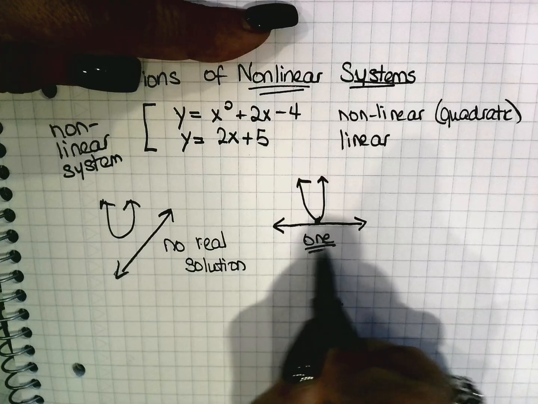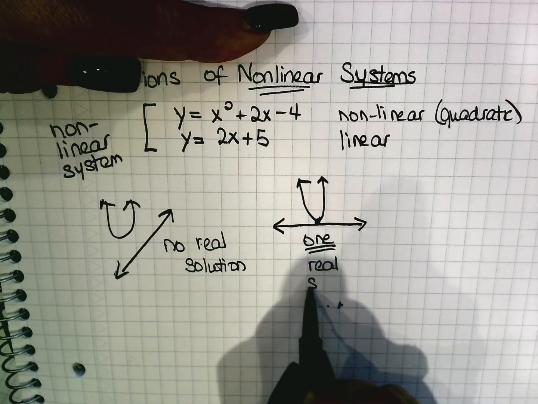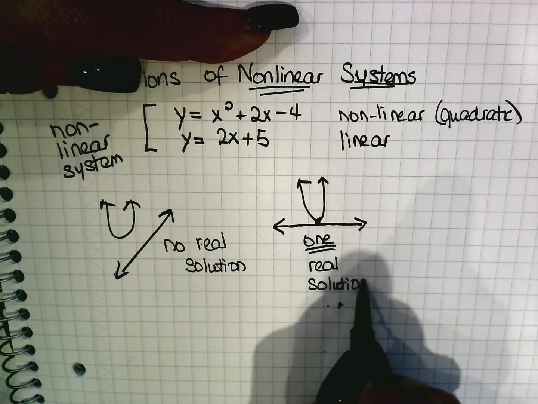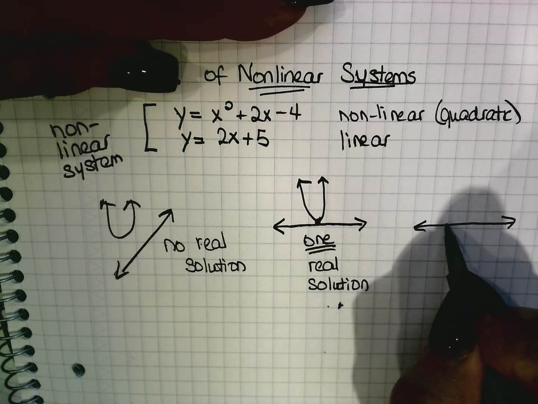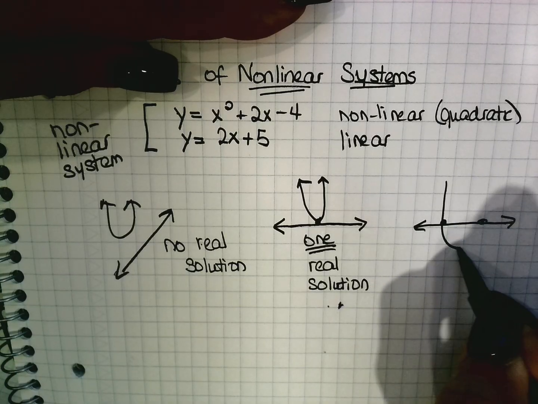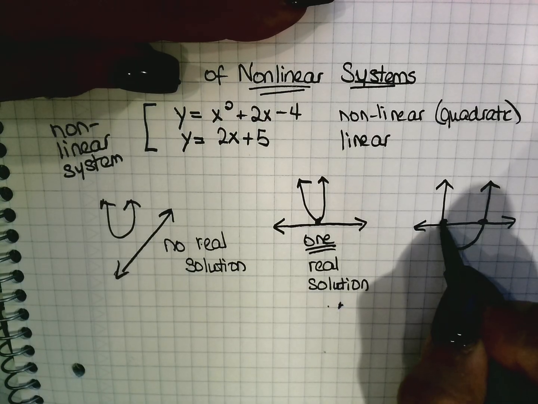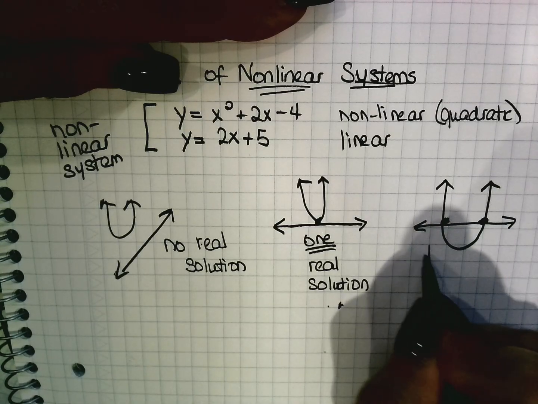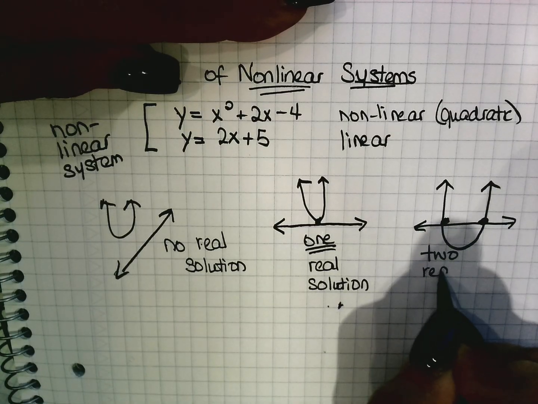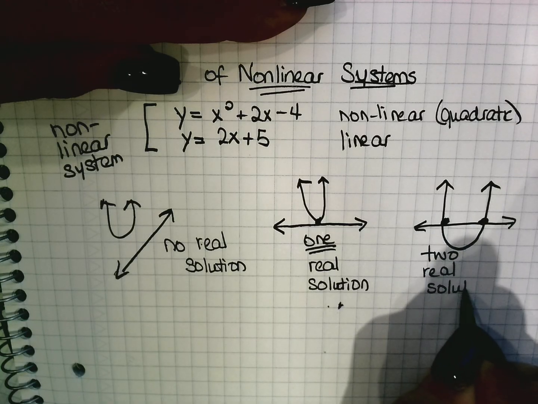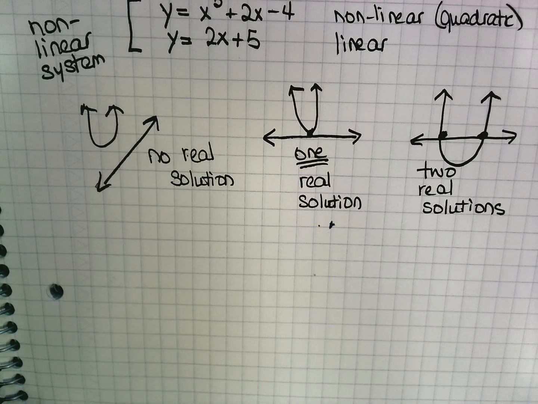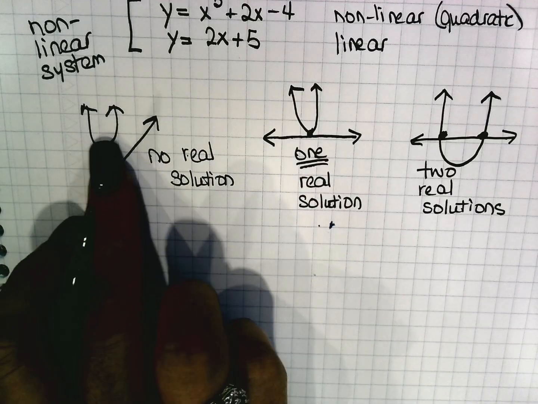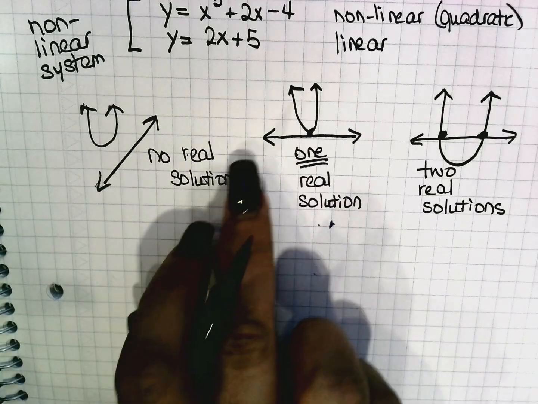Or you could have maybe a line here and the parabola here, and it touches only at that point. So there you would have one real solution. Or let's say we have our line here and our parabola like this, and these two places are two real solutions. All right. So this is when you have one quadratic and one linear.